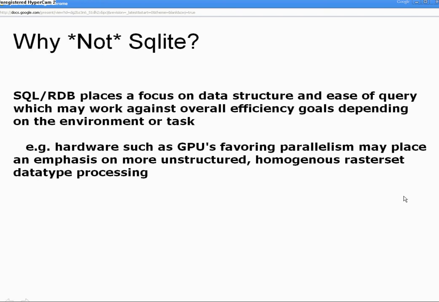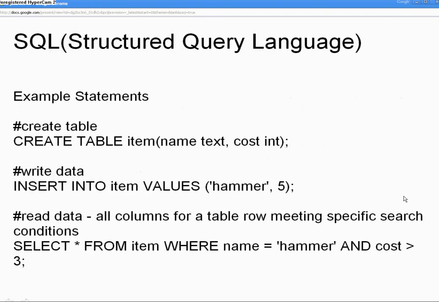Here are some simple structured query language statement examples. Creating a table called item, which would contain item records or rows, with each record having a name and a cost associated with it. Writing a data record into the table for a hammer at the cost of 5, and then selecting rows from the item table that have the name hammer and have cost greater than 3.